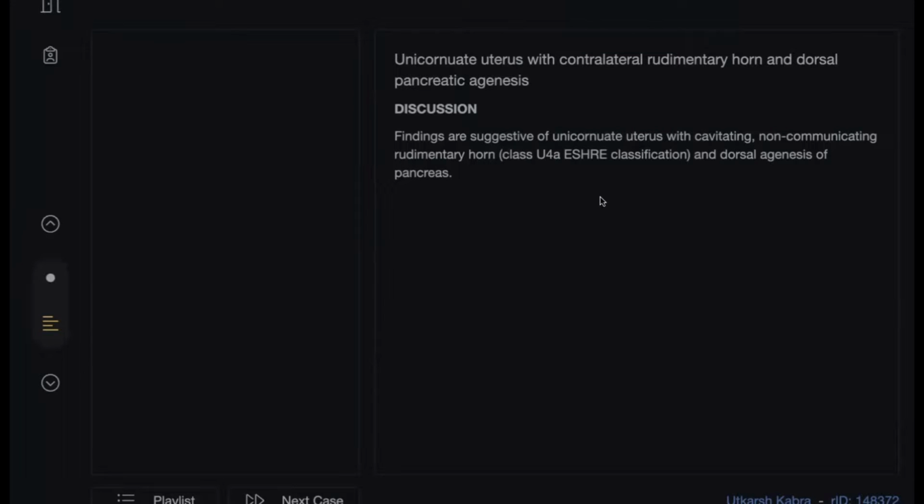In my opinion, this is a bicornate uterus. But see the answer here: unicornate uterus with contralateral rudimentary horn. How come? I think it is not a very logical answer. But anyway, if you tell the examiner these details, he will pass you.